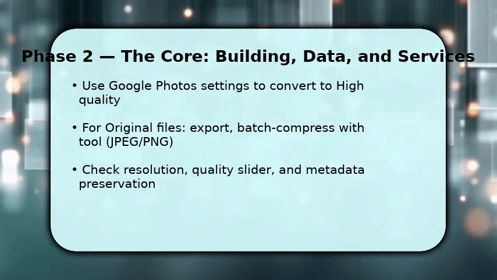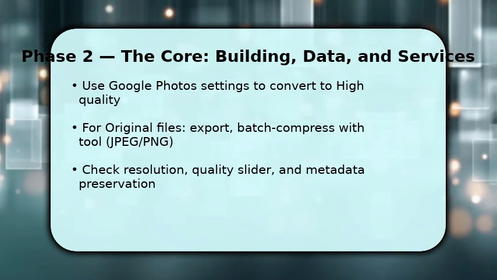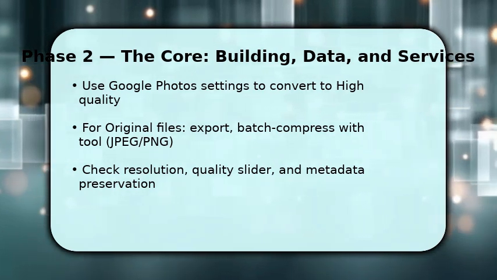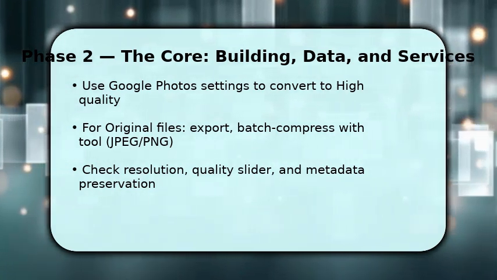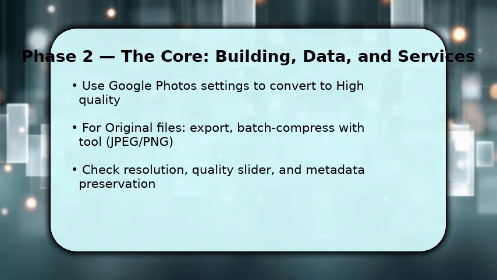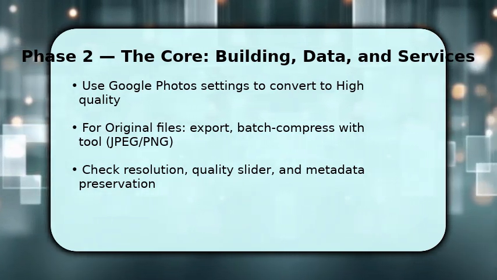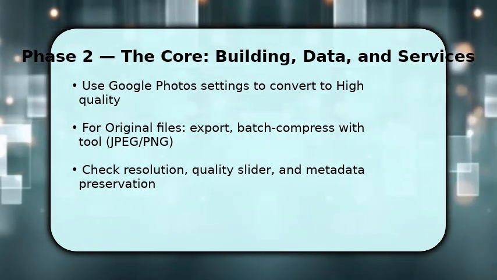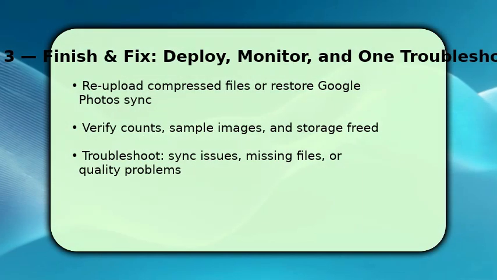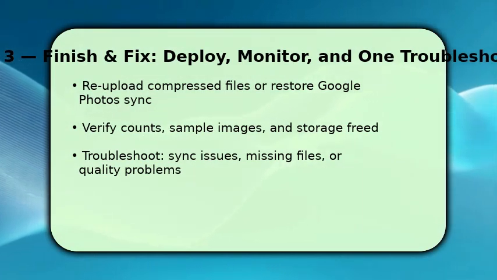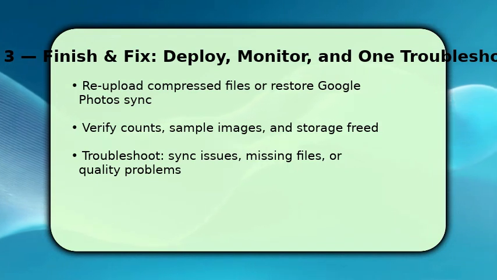Adjust quality slider to 80% for JPEG, preserve EXIF as needed. Once done, compare a few images at 100% zoom to confirm acceptable detail. This step balances storage savings against visible degradation, so iterate if needed. Finish by uploading compressed images back to Google Photos or re-enable sync so Photos replaces originals with the chosen size.